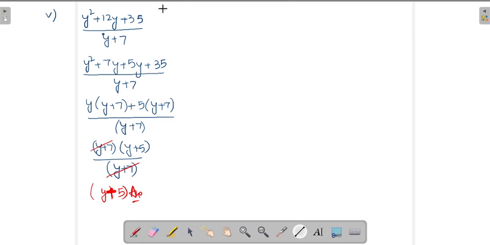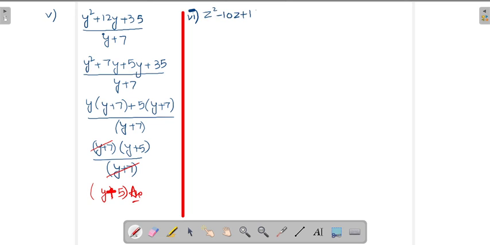Now the next term. In the next part, the sixth part, again it is the same. Sixth part: z square minus 10z plus 16, divided by z minus 2.